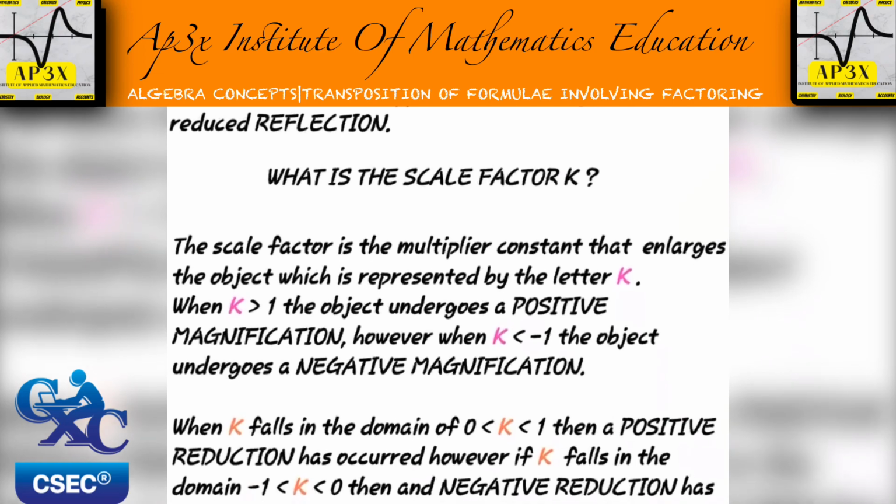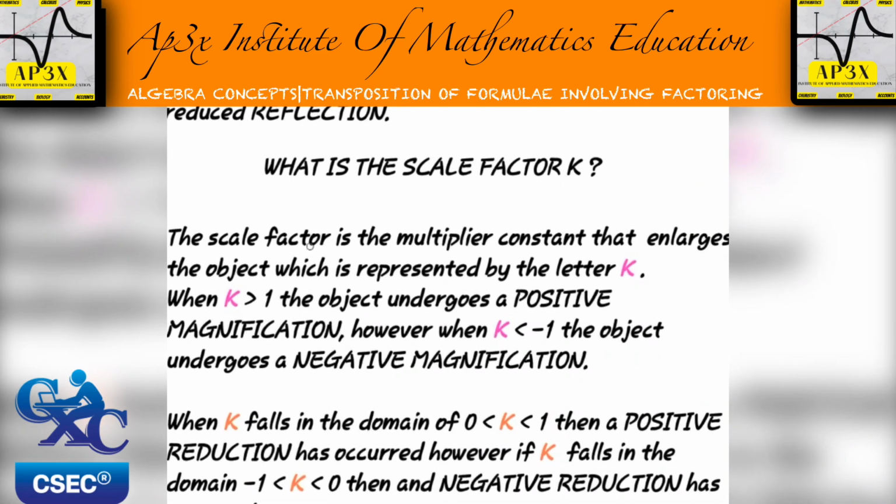Now let's look a little bit more into what the scale factor is. As we discussed earlier, the scale factor is the multiplying constant that enlarges the object, which is represented by the letter K. Now, here is where we're going to learn when it is positive versus when it is negative. It says here that when K is greater than 1, the object undergoes a positive magnification. That means if K is 2, 3, 4, 5, and so on, then the image is going to be K times the size of the object.